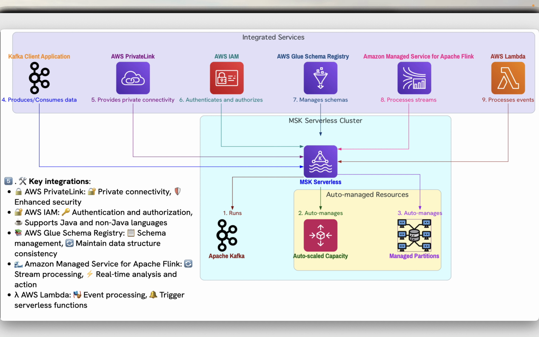AWS Glue Schema Registry, which offers schema management capabilities, allowing you to maintain consistency in your data structures across different applications and over time. Then Amazon Managed Service for Apache Flink enables Apache Flink based stream processing, allowing you to analyze and act on your streaming data in real time. And AWS Lambda, which facilitates event processing, allowing you to trigger serverless functions based on events in your Kafka streams.